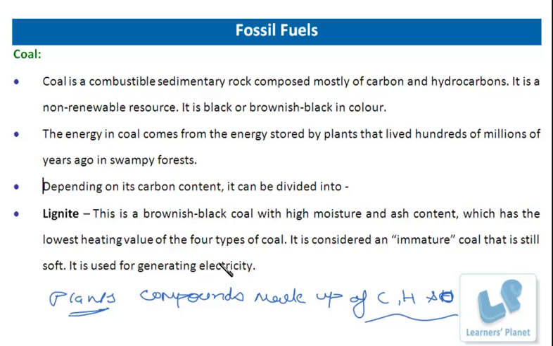Once the plants are buried, covered by the sediments, the first thing which is formed is peat. And after the formation of the sediments over it, the first form of coal is lignite. Now in this lignite, there is high moisture and ash content, and carbon content is less. And this is also called immature coal, which is still soft, just that is not hardened up.